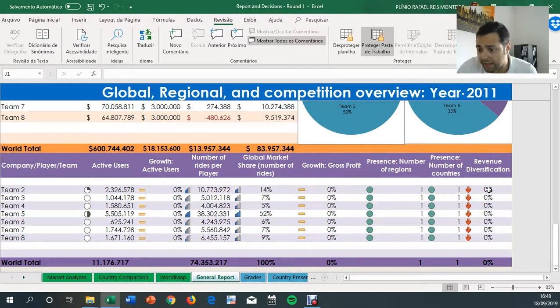And because of that, there is no revenue diversification right now, because basically all companies receive all the money from just one country. When you start spreading your company to different regions in the world, your revenue diversification will improve, will increase, and if you receive the same amount of money for each region of the world, the revenue diversification will equal 100%. It's the maximum of this measure.